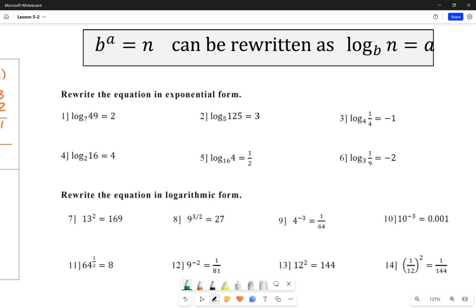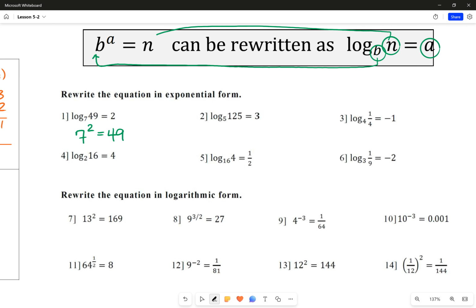Log base 7 of 49 equals 2. So the 7 is the b, the n is the 49, and the 2 is the a. So I'm going to rewrite it as 7 to the second power equals 49. So notice that the base, or the subscript, sorry, of the logarithm becomes the base. The number is going to be the answer, and the logarithm is always equal to the exponent, and that will be the power, okay? So log base 5 of 125 equals 3. 5 to the third power equals 125.